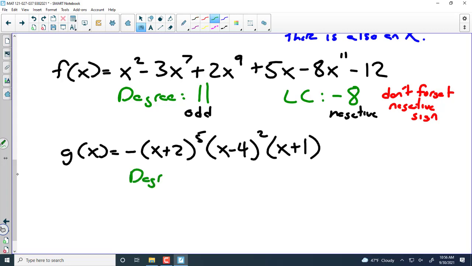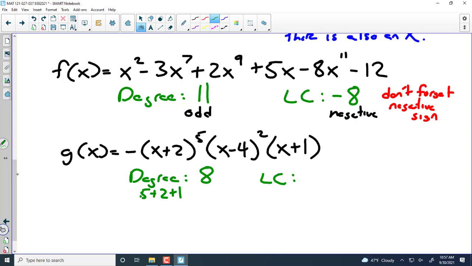And they ask for the degree and the leading coefficient. What's the degree of this one? 29. Say again? 29. 8. 5 plus 2 plus 1. Degree is 8. 5 plus 2 plus 1.